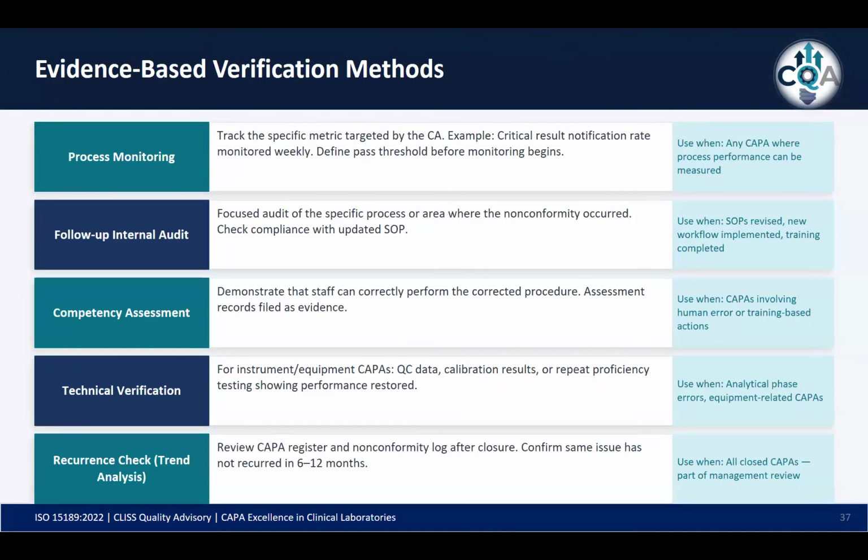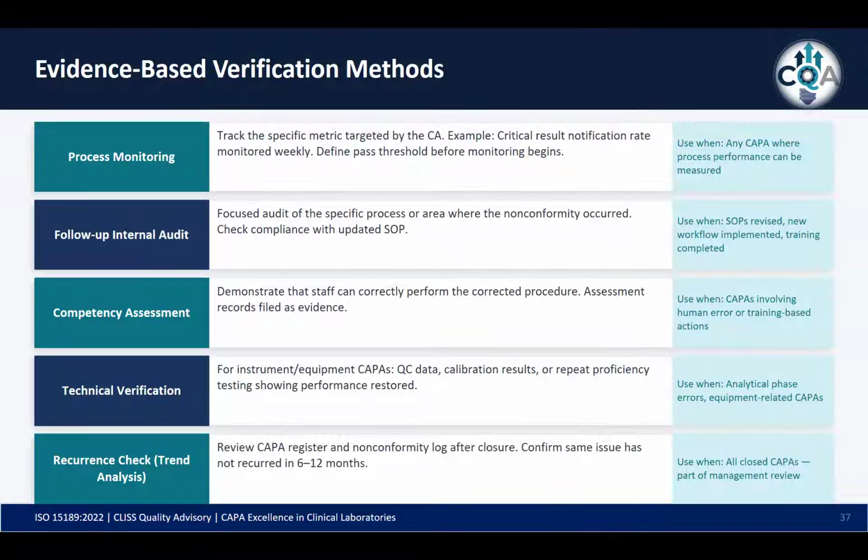The first one is about process monitoring. You check a specific predefined metric that is targeted by the corrective action. An example is critical result notification rate will be monitored weekly, and you define a pass threshold before monitoring begins, so that you don't fix answers after monitoring for 3 months to then say, no, we are passing. You define this before, so that you will use that metric to then evaluate your process after 90 days.